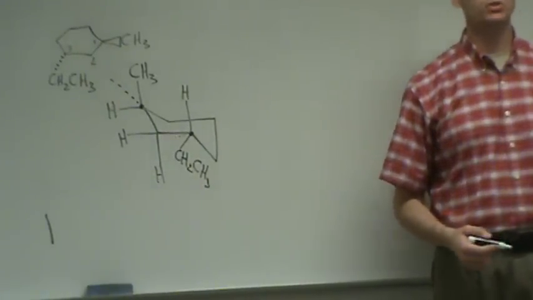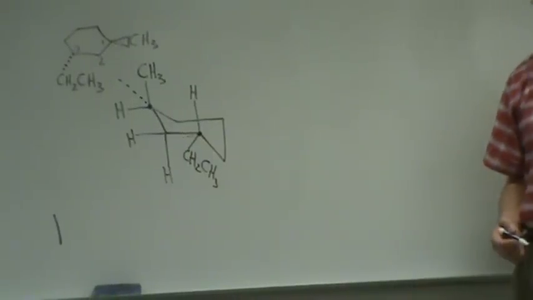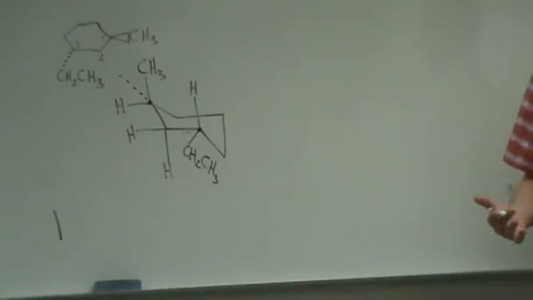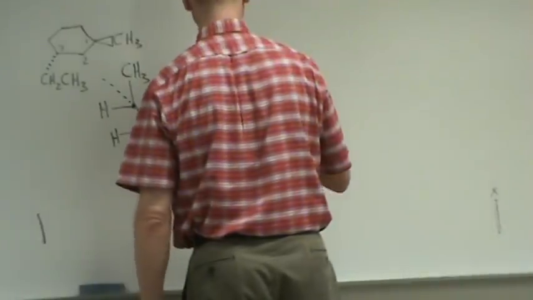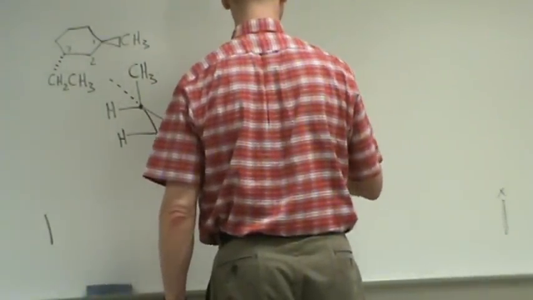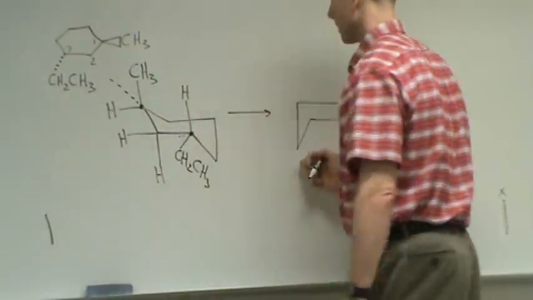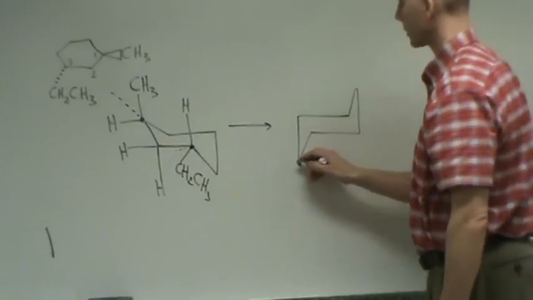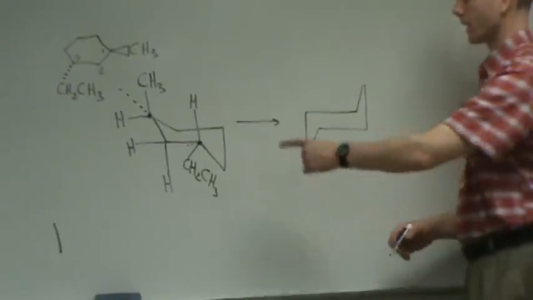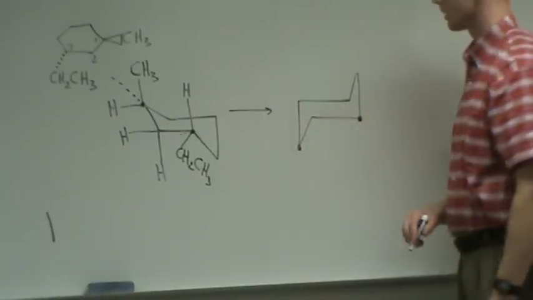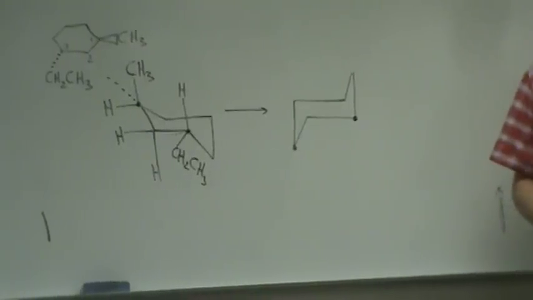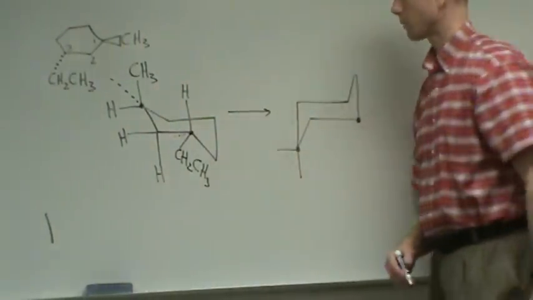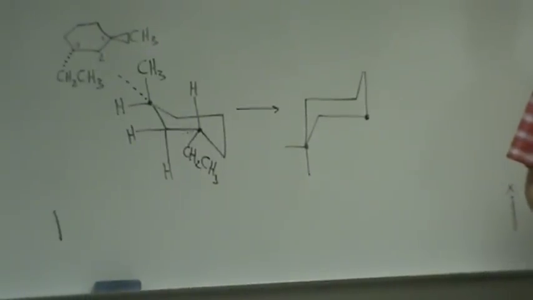So now I have my trans relationship. Okay. Once I have that set up, now I can do my ring flip. Okay, so if I do my ring flip, again I bring my head down, which is this carbon, and the other carbon is now right here. So now my head carbon, there are my axial and equatorial bonds.